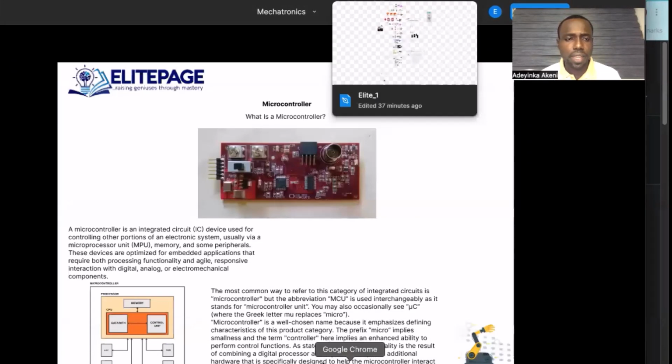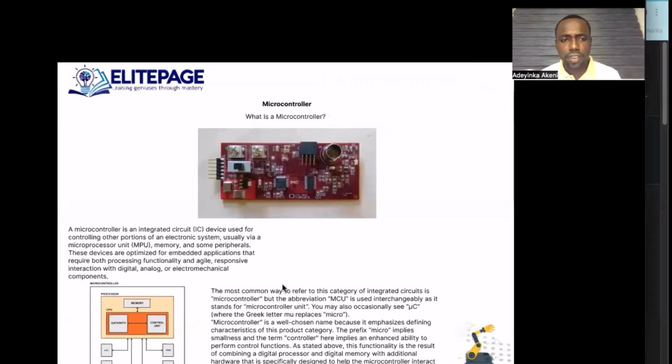As you can see, a microcontroller is an integrated circuit device used for controlling other portions of an electronic system, usually via microprocessor units, MPU. It has memory and some other peripherals. These devices are optimized for embedded applications that require both processing functionalities and agile, responsive interactions with digital, analog, and electromechanical components. This terrain promises to be very much practical oriented.